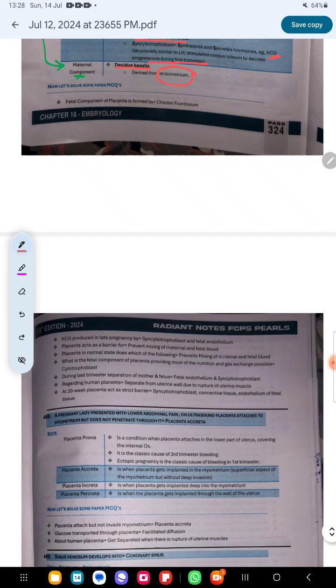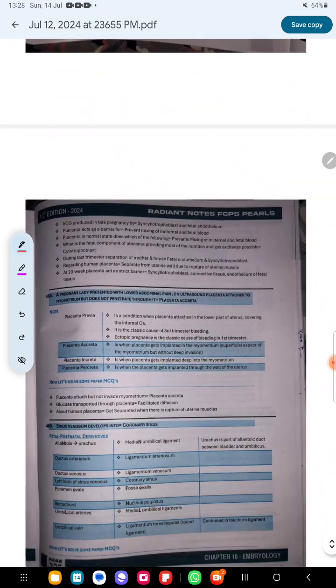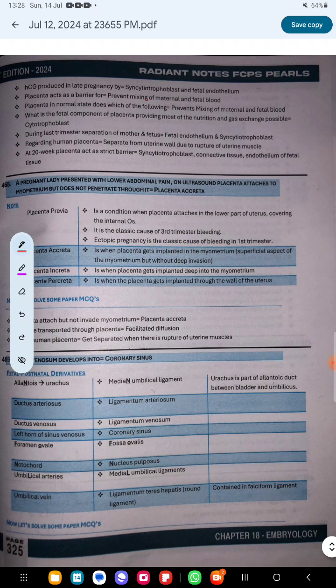Let's practice some paper MCQs. The first one: fetal component of placenta is formed by chorion frondosum, while beta HCG produced in late pregnancy is produced by syncytiotrophoblast and fetal endothelium. Clear? Syncytiotrophoblast and fetal endothelium both secrete human beta HCG in late pregnancy.